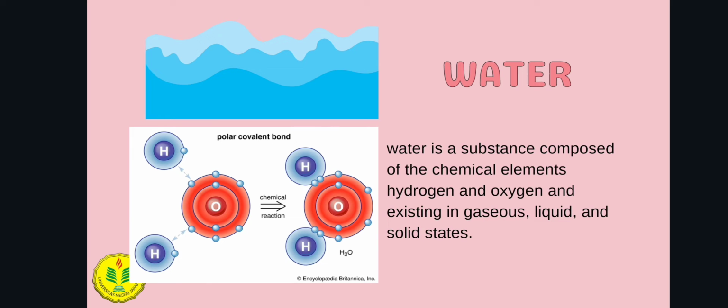Water is a substance composed of the chemical elements hydrogen and oxygen, existing in gas, liquid, and solid states. Water is a polar molecule because, first, it has a bond geometry that places the positively charged hydrogen atoms on one side of the molecule and the negatively charged oxygen atom on the other side. Second, the oxygen atom still has two lone pairs of electrons after it bonds with hydrogen. These electrons repel each other, bending the hydrogen bonds away from the linear angle.